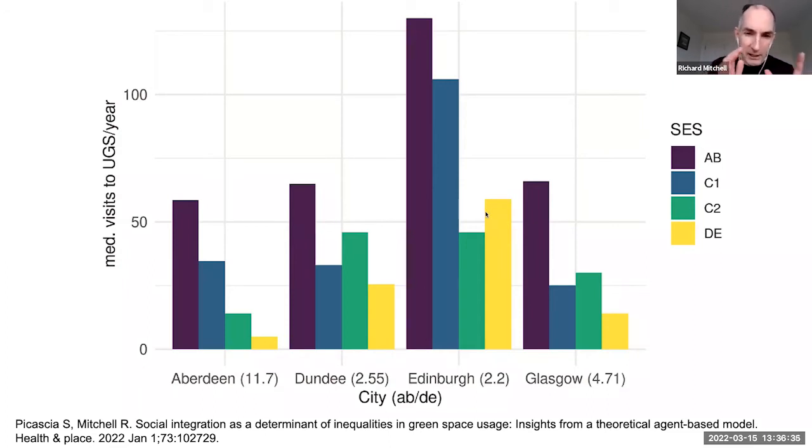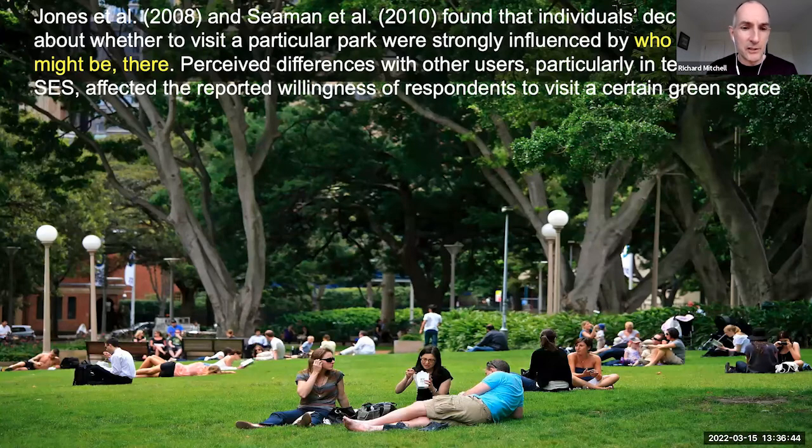So we've got this kind of inequality within cities, but also between cities. And we're kind of interested in what might be driving that. So starting to understand some of the behavioural drivers of visiting green space. Why is it that some people do and some people don't? And how is that related to geography?